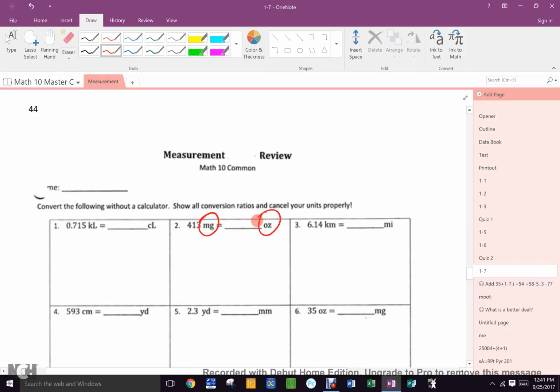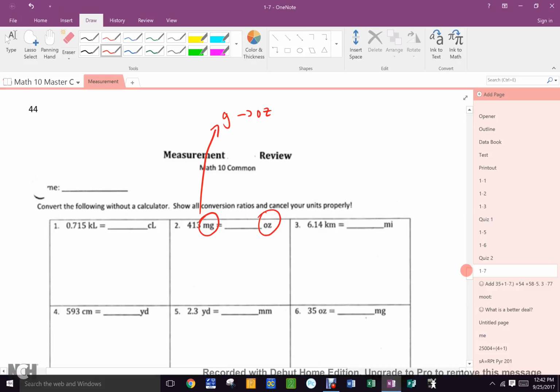The next problem you will face: milligrams and ounces. If you look on your formula sheet, you do not have milligrams to ounces, but you do have grams to ounces. Once you have your grams, do you know how to transfer everything in metric? Yeah, because you can go meter to centimeter. So can you go gram to milligram? Yes.